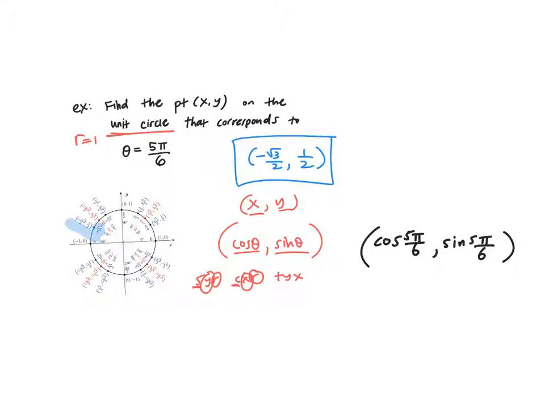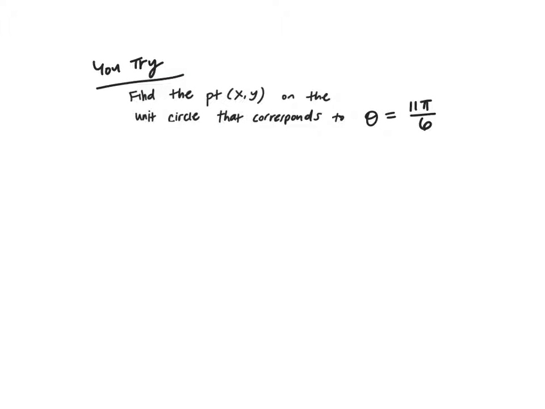This means if you can find cosine of 5 pi over 6 and sine of 5 pi over 6, that would give you your x and y coordinates. So you would use a left-hand trick or reference angles or the special right triangles, whatever technique you use, to figure out what cosine of 5 pi over 6 and sine of 5 pi over 6 is, and write that as an ordered pair. Go ahead and try this problem here.